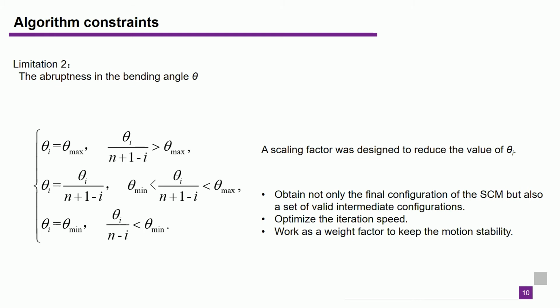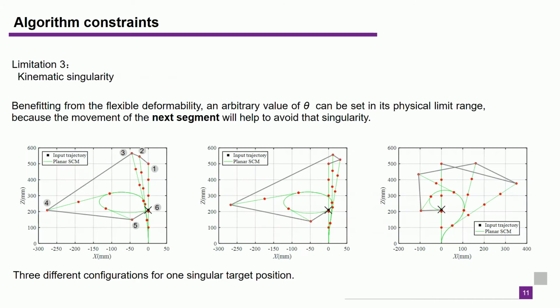Thirdly, for kinematic singularity, when the target position and the SCM are collinear, the bending angle theta i may result in a null value. In this case, it is possible to arbitrarily set a value in its physical limit range, because the movement of the next segment will help to avoid the singularity, benefiting from its flexible deformability.